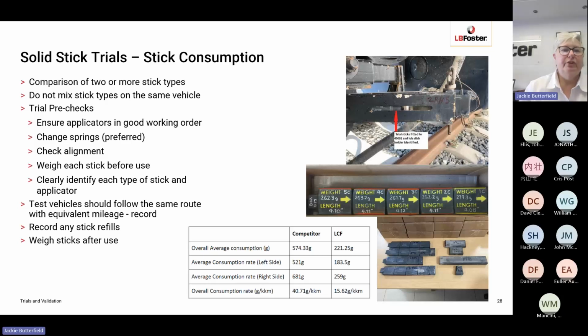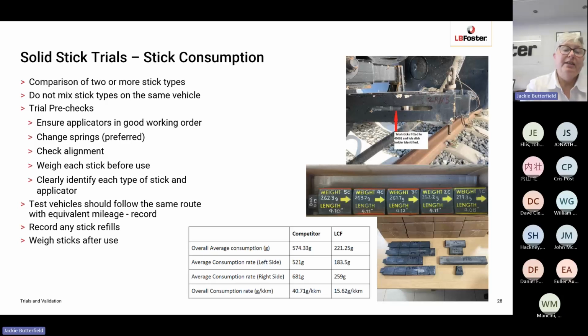So to do the trial, you should weigh each of the sticks before use and clearly identify the types of sticks and where the sticks are in the applicators, and also identify the applicators. So the top right picture shows an applicator in a trial. You can see that it's been marked number 2, right-hand side. So clearly identify and uniquely identify each applicator that you're using during the trial, and also the sticks.